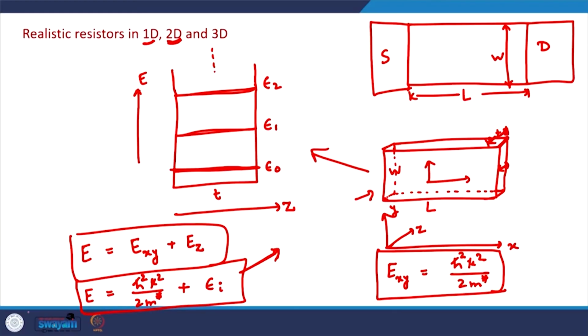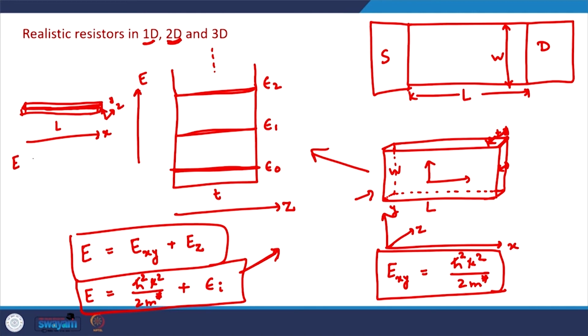Similarly, for 1D conductors, for 1D realistic resistors, electrons are confined in two directions. So, electrons will be like in a 2D potential well, okay. And in that case, let us say that our 1D conductor is like this. It has finite length in the x direction, okay. This is the x direction, and electrons are confined in these two directions, y and z directions.